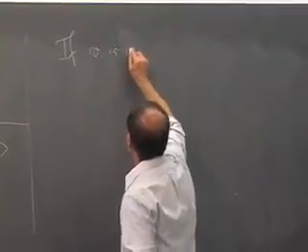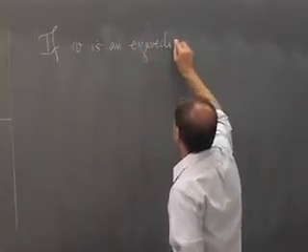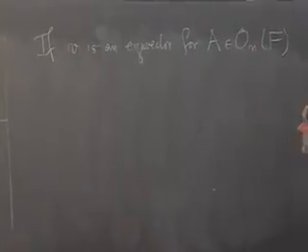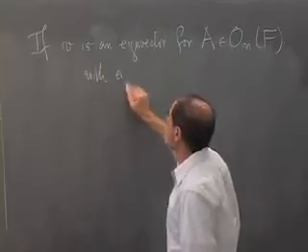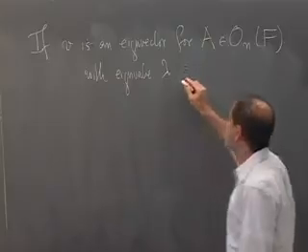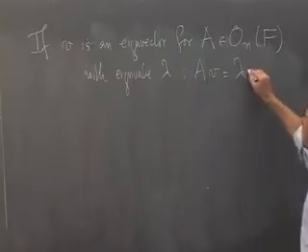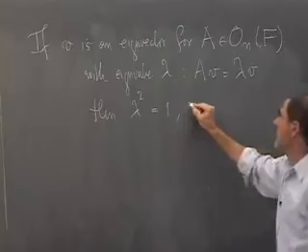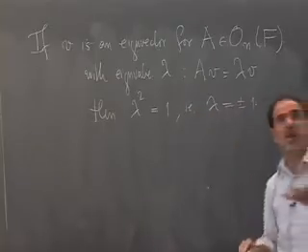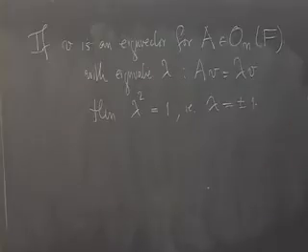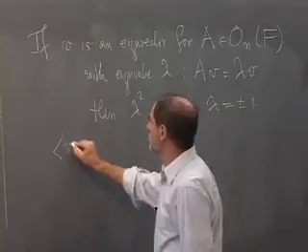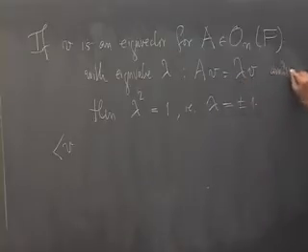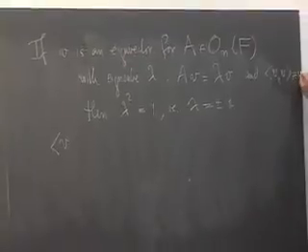If v is an eigenvector for a transformation A in O_n of F, and this is true over any field, with eigenvalue lambda, that means that A of v is lambda times v, then lambda squared is equal to 1, i.e., lambda is plus or minus 1. So the only possible eigenvalues are plus or minus 1 for an orthogonal transformation. And that's because you use the fact that an eigenvector for this with eigenvalue lambda, and, sorry, I have to say this too, and (v, v) is not equal to 0.